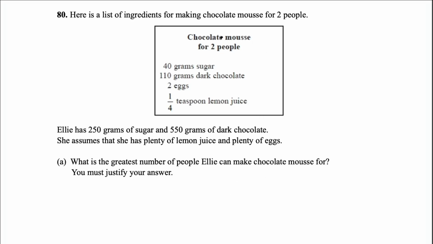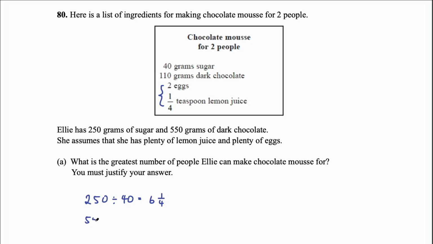So the recipe says chocolate mousse for 2 people, 40 grams sugar, 110 grams dark chocolate, 2 eggs, and a 1/4 teaspoon of lemon juice. So we don't need to worry about these two. So let's look at the sugar and the dark chocolate. She has 250 grams of sugar. How many batches could she make with that? We'll divide that by 40. Well, 40 goes into 240 because I know that 4 goes into 24. So this would be 6 with 10 left over. 10 out of 40 is 1/4. So effectively 6 batches or 6 1/4 batches.